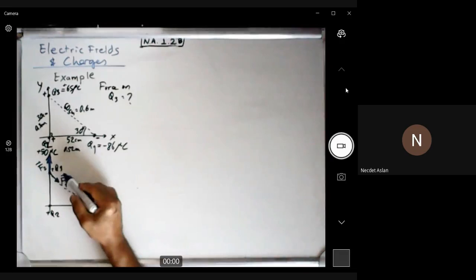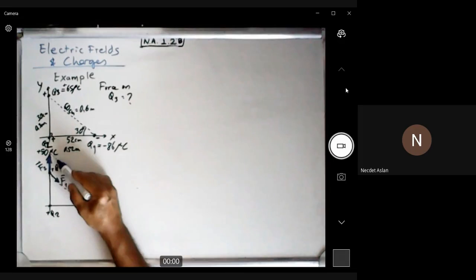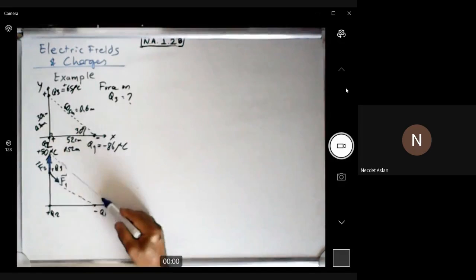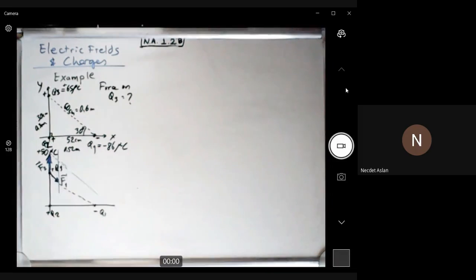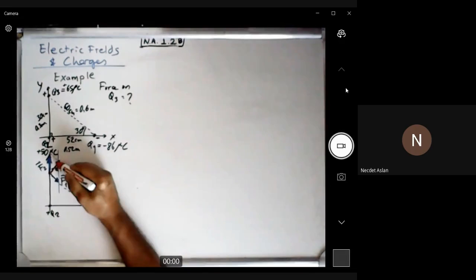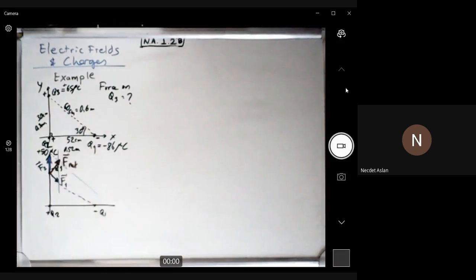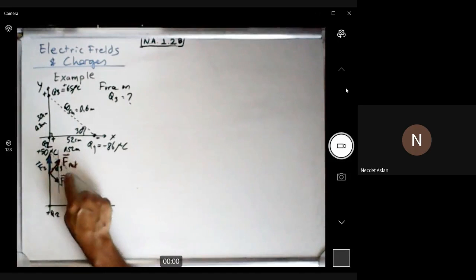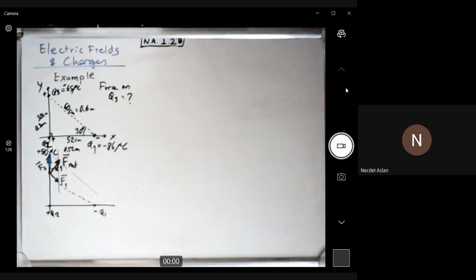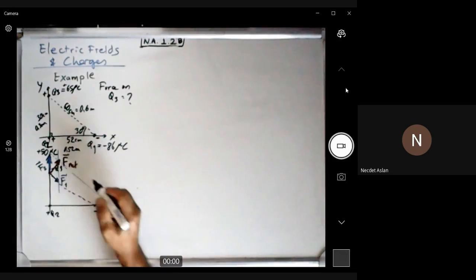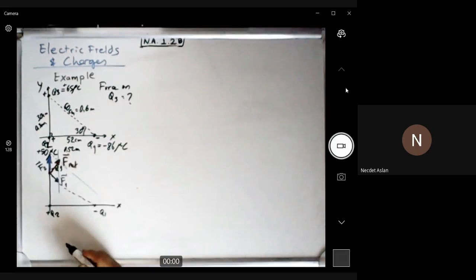And now, if we want to get F net, if you draw a parallel line to this thing and then a parallel line to the y direction, the intercept point is this, and obviously you will see that the net force will be like that. So this is F net. F net will have both positive X and Y components. So don't forget, this is X and Y.